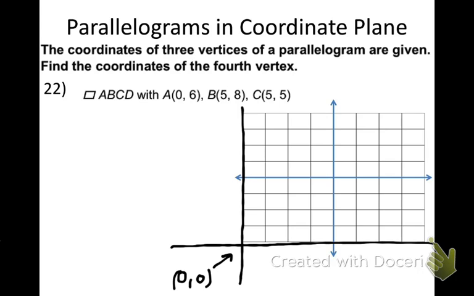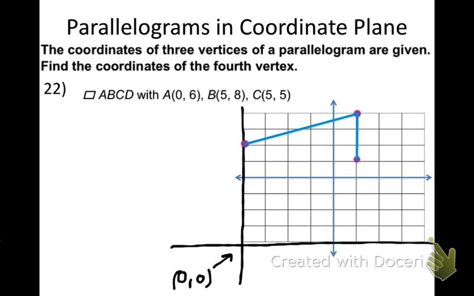So I plot my coordinates here, 0, 6. I have 5, 8. And I have 5, 5. So you should have 2 segments that look something like that. Now, we all know what type of shape we are making here. We're making a parallelogram. So would a coordinate like this one right there make sense? No, that one wouldn't make sense. Would a coordinate like this one right here make sense? No. Okay. So use some of those thought processes to think about where the realistic spot is.